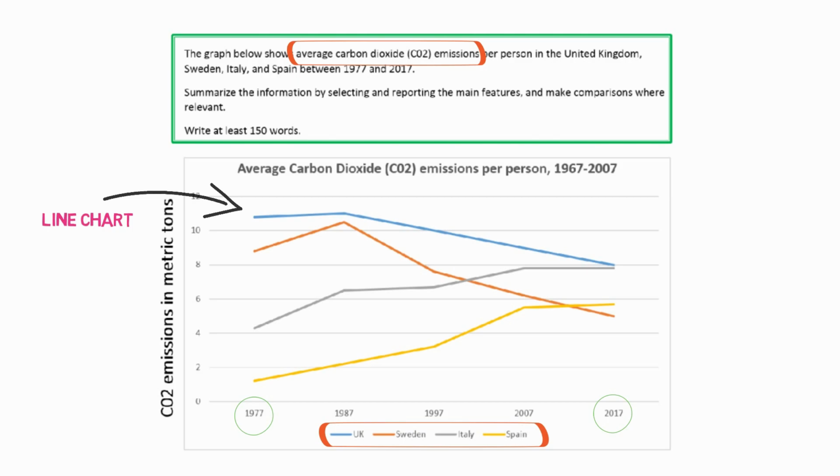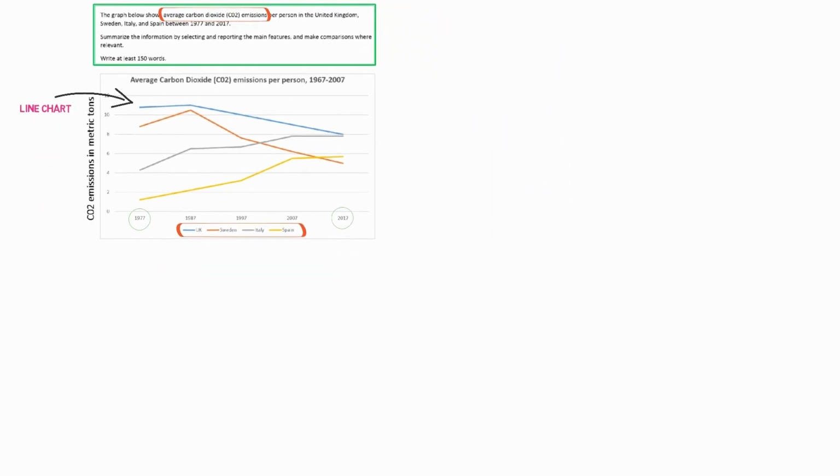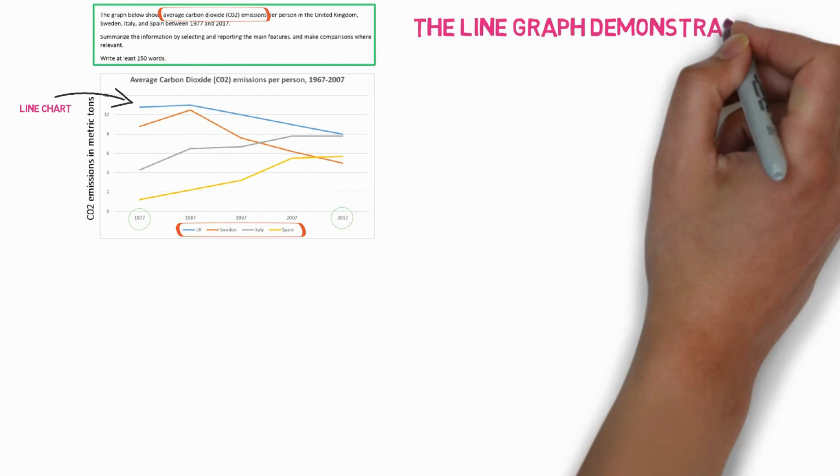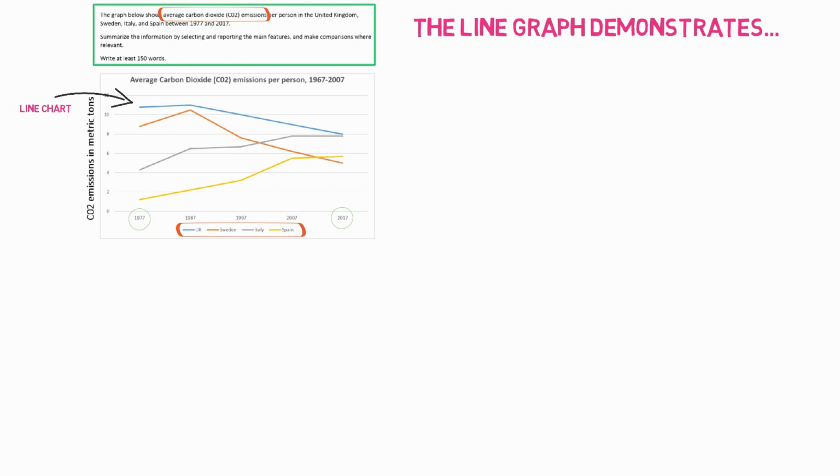Let's write the introduction first. Well, no offense, but if you are a traditional writer, you may write something like "the line chart, the line graph demonstrates, illustrates..." blah blah blah. Well, that's not wrong. Totally, that's not wrong. It may get you a 6, 7, even 8. However, if you want to get 9, I think you should be a little bit creative.